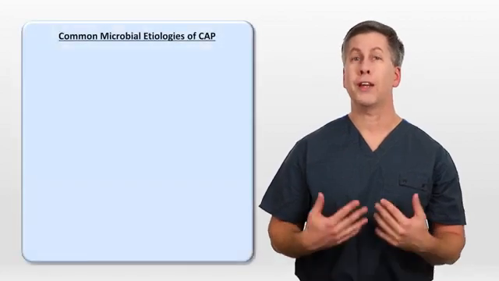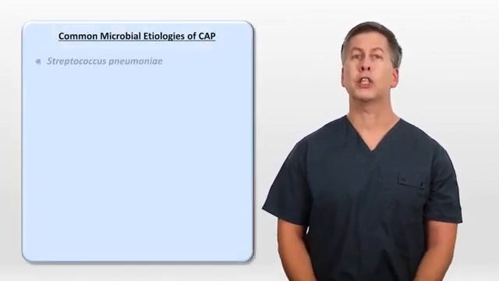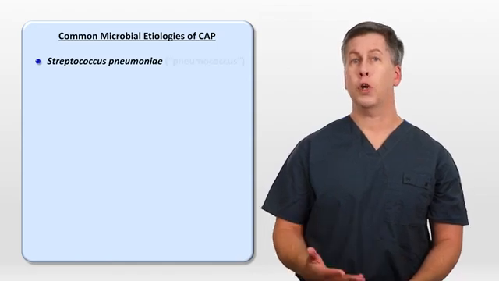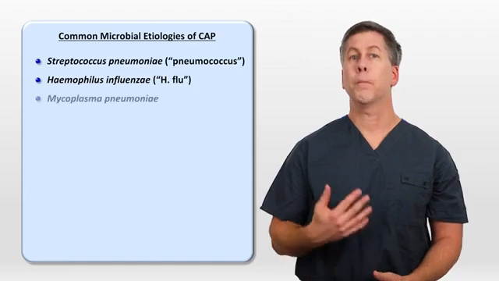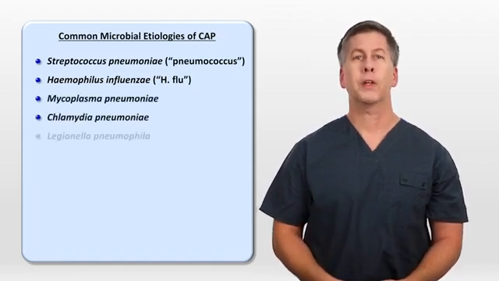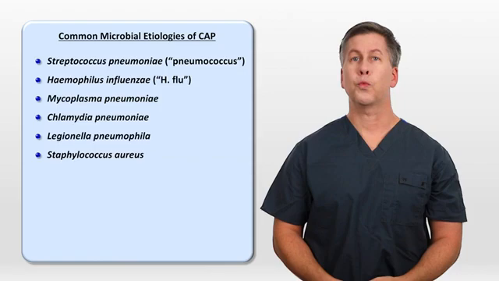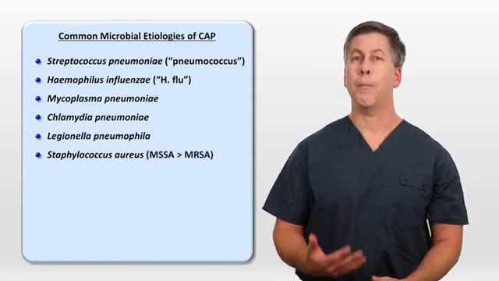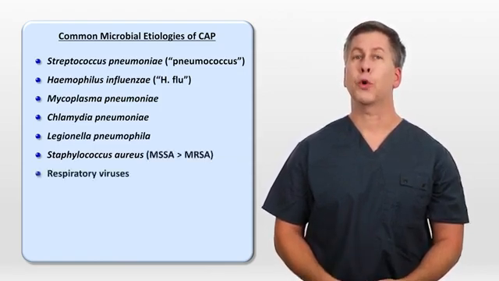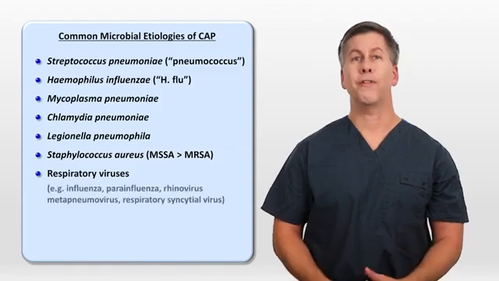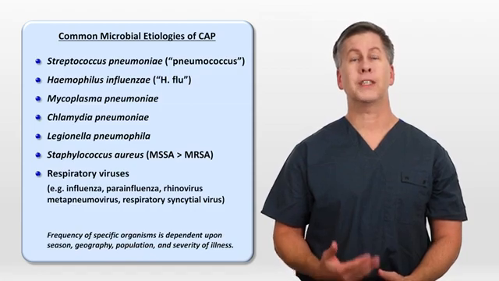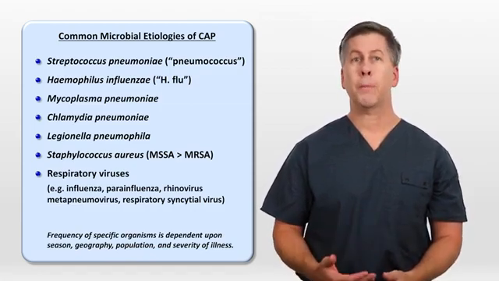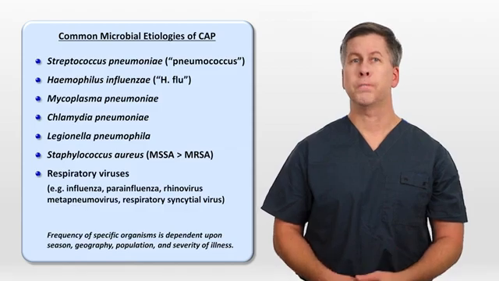To understand the treatment, you need to be aware of the common microbial etiologies of CAP. The most common is Streptococcus pneumoniae, more commonly known as pneumococcus. Other causes include Haemophilus influenzae, Mycoplasma, Chlamydia pneumoniae, Legionella, Staph aureus, with MSSA being more common than MRSA, and a variety of respiratory viruses, most notably influenza. The frequency of specific organisms is dependent upon the season, geography, patient population, and the severity of illness.